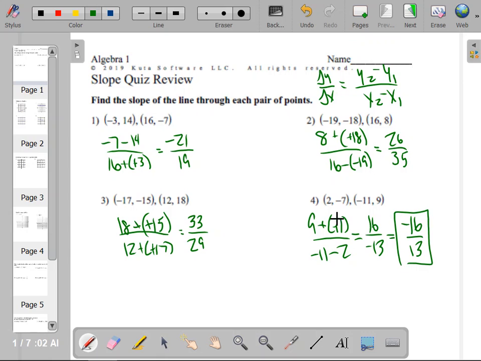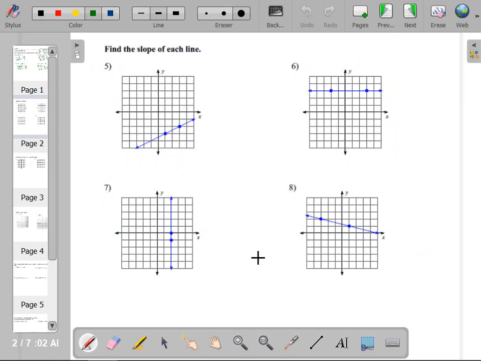When you actually talk about the slope, I just like to have the negative in the top, and that means I'm always going to rise, positive or negative, and I always run to the right. Rise up or down, depending on if it's positive or negative, and always run to the right. If I give you a graph, you're just going to count the rise over run. But the trick is we read left to right. So start on the point on the left and then move to the right.